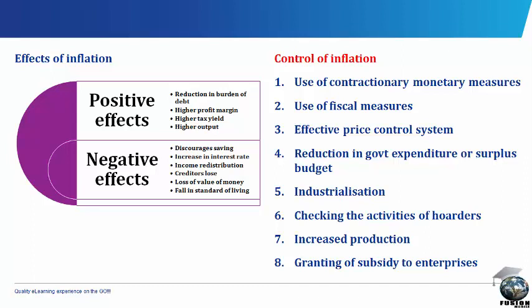Increased production. Inflation can be controlled by increasing production or output in order to bring down the prices of goods. Granting of subsidy to enterprises. Here, inflation can also be controlled by granting subsidy to enterprises and companies producing essential products to reduce cost of production and the product prices.